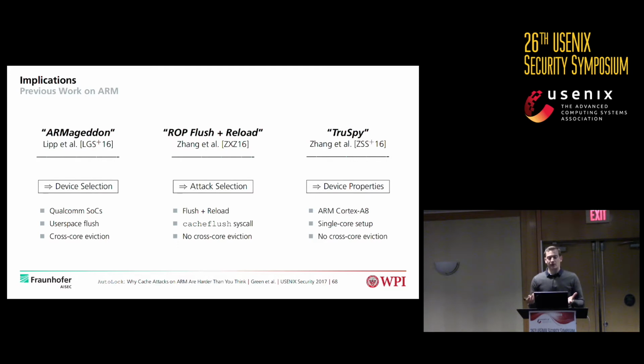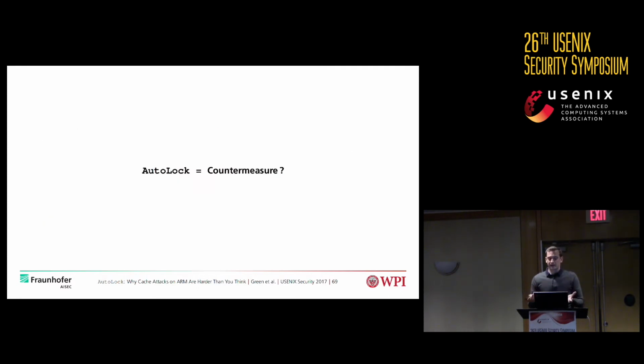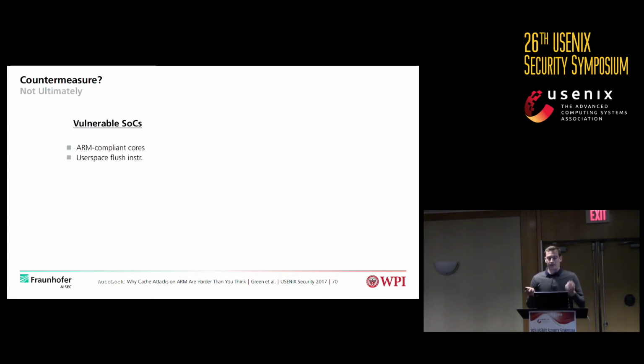So now that we know AutoLock exists, it has an adverse impact on attacks, and it's found on a couple of system on chips. The question is, is it a countermeasure? Does it help us to actually defend against cache attacks? And the answer to that is, it's not ultimately a countermeasure.